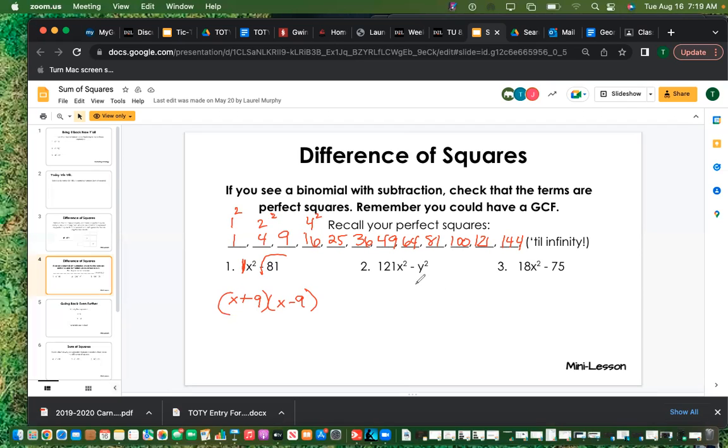Okay. On this one right here, what's the square root of 121? Okay, and what's the square root of x squared? X squared. Okay. And then what's the square root of y squared? Okay, so we get 11x plus y and 11x minus y.